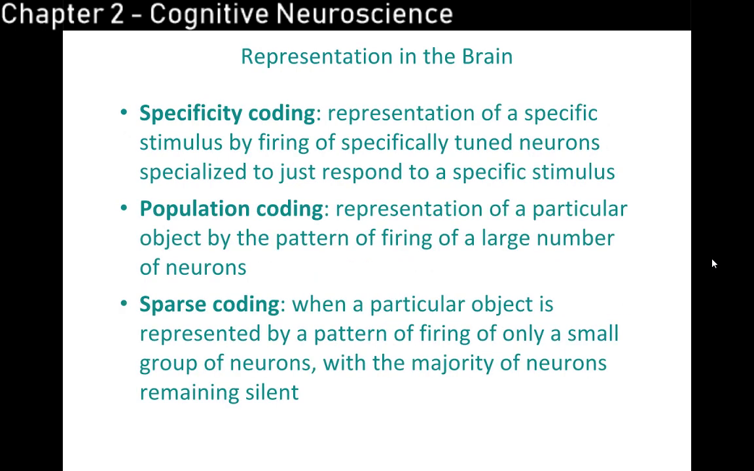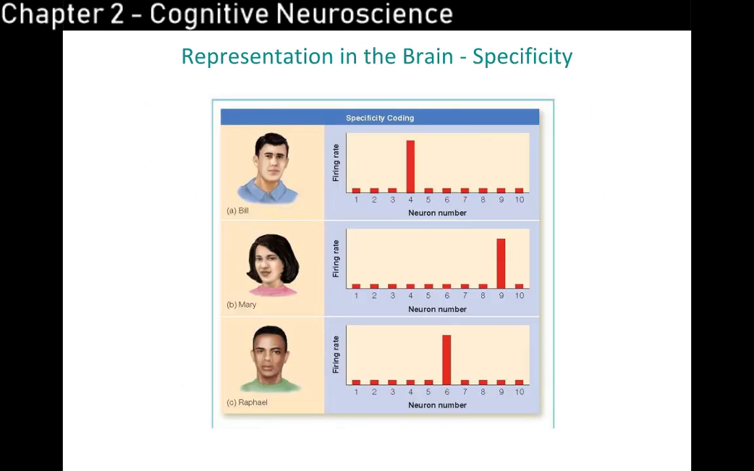And there are three specific ways that the book talks about that we represent this information: specificity coding, population coding, and sparse coding. A good example of each one of these types of coding is facial recognition. How we recognize faces, we can use an example in terms of specificity to think about individual features of a face and the actual activation of a single neuron that differentiates between different stimuli.